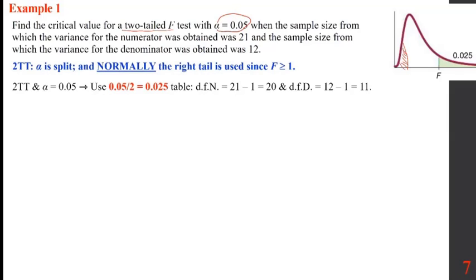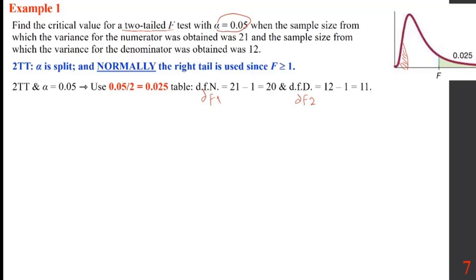Since we try to use F larger than or equal to 1, it's a two-tail test. Alpha is 0.05. Cut it in 2, you get 0.025. Now, when you go to the table, the DFN, degrees of freedom for the numerator, at this one we call it DF of numerator or DF1, DF of the denominator or DF2, depending on the text. They may specifically say DF of numerator and DF of the denominator. They may say DF1, DF2, as you saw from the table.